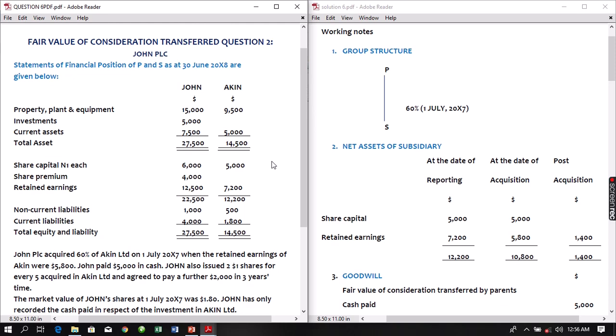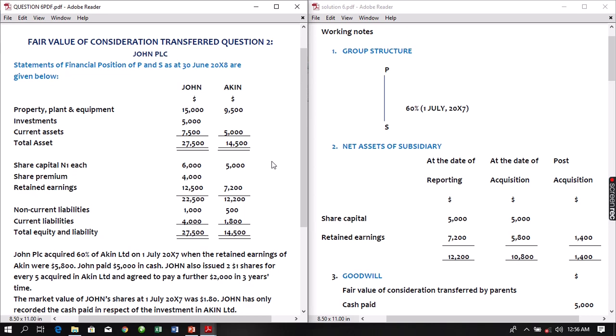And what are the 5 basic workings? We determine our group structure, we calculate our net assets of subsidiary, we determine our goodwill, we calculate our non-controlling interest, and we determine our group retained earnings, and other workings can join. So let me start from the first one. I need to determine my group structure.